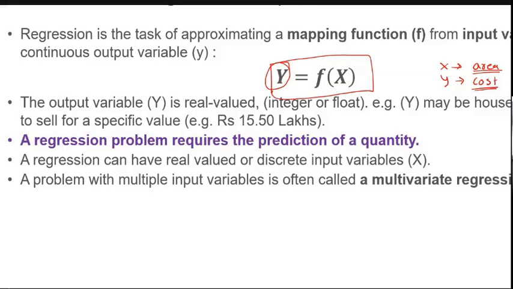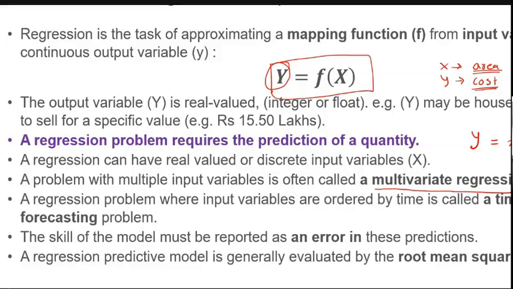A problem with multiple input variables is often called a multivariate regression problem. For example, suppose y is a function of x1, x2, up to xn. Instead of only one variable, there is a list of variables. If this is the situation, then it is multivariate regression. The output is one, but you have many inputs. The output depends on many inputs.